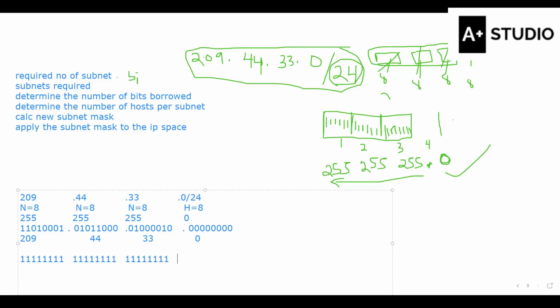Then here becomes 0, 6, 7, 8. That is 8. Okay. So let me put 255 right down here. 255, 255, 255. And then dot 0. Okay. So this is the subnet mask.